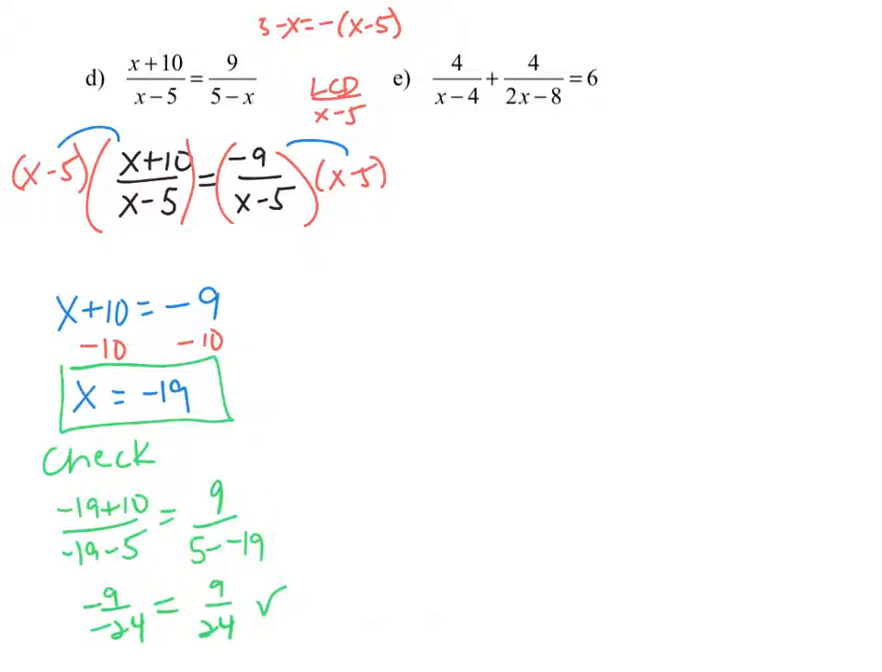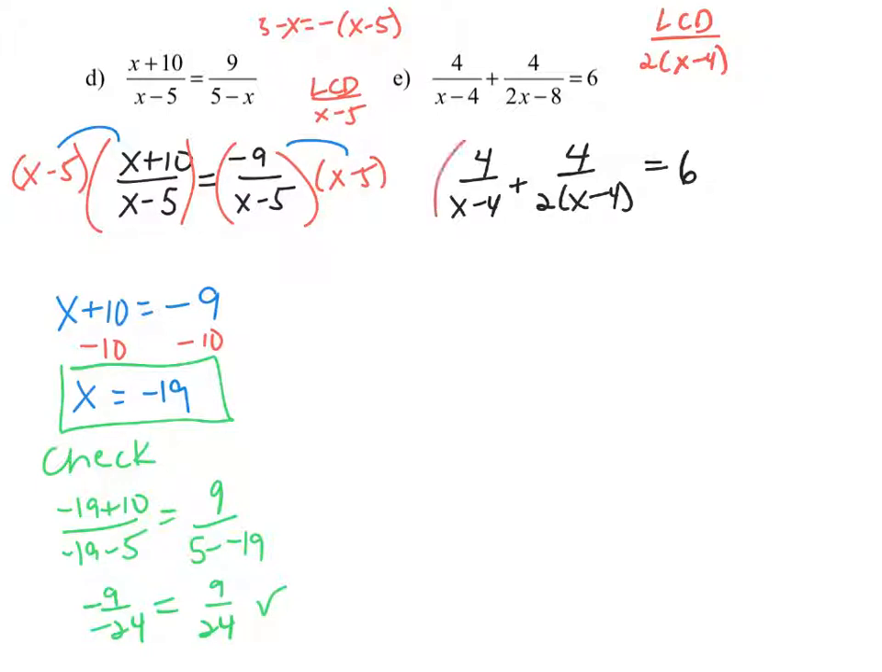For example E, let's simplify the denominators by factoring. We get 4 over x minus 4 plus 4. When we factor out the 2, it's 2 times the quantity x minus 4 equals 6. So our LCD, least common denominator, is 2 times the quantity x minus 4. We're going to multiply both sides of this equation by that LCD. We're going to multiply by 2 times the quantity x minus 4 on the left side and the right side.